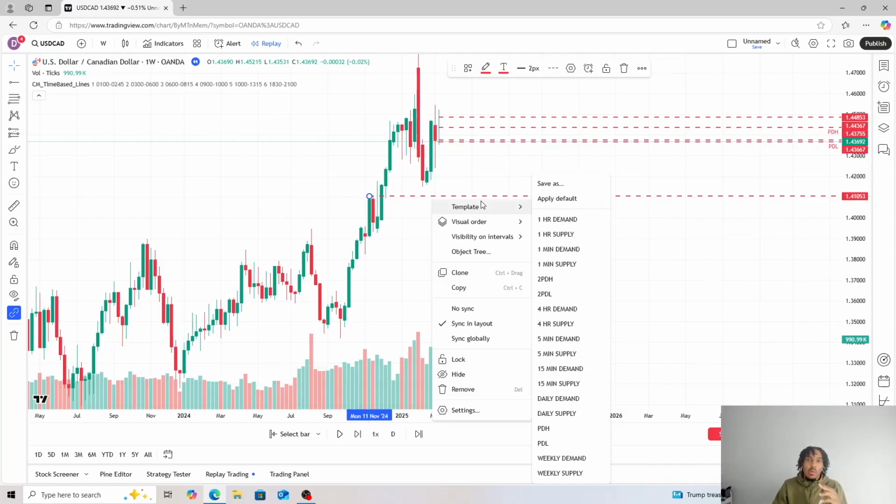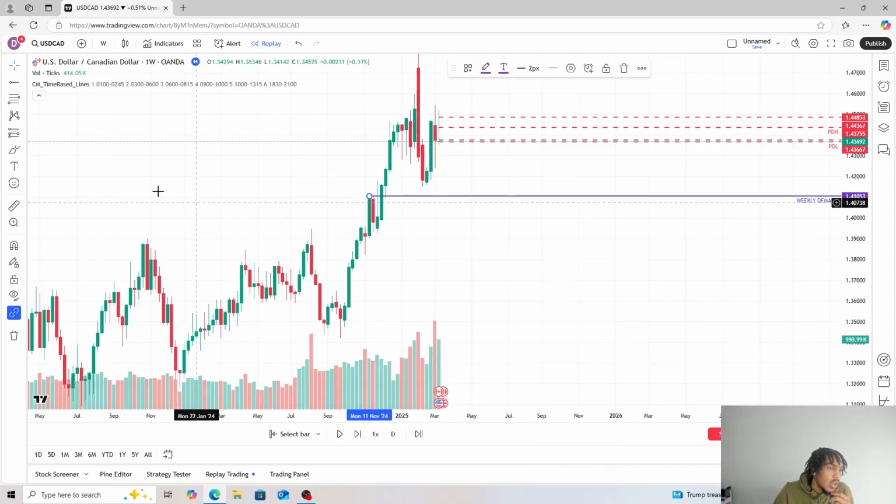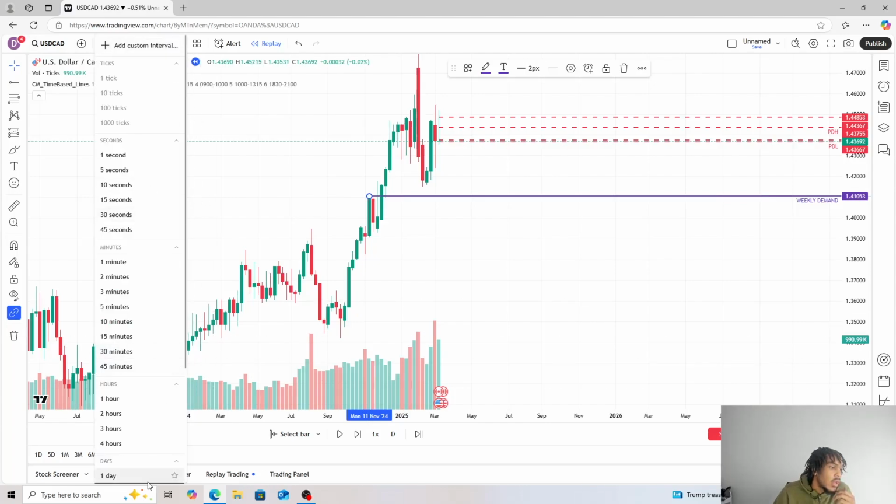Because everything that we catching is intraday. We looking on the smaller time frames, trying to catch smaller moves. We ain't looking for the big moves like on this weekly. We ain't looking for all that. So, alright, look, I don't see nothing on the weekly for real besides a weekly demand. So we're gonna go down to the daily.